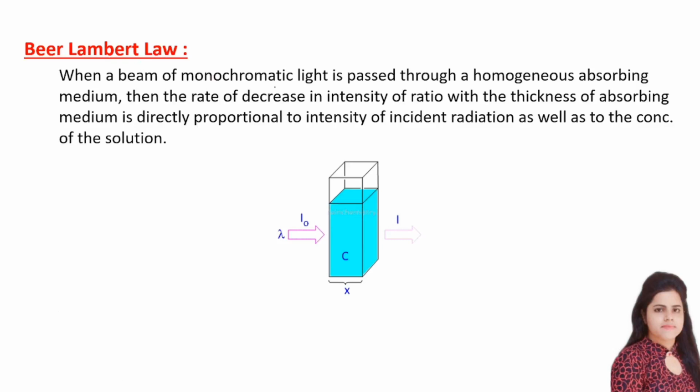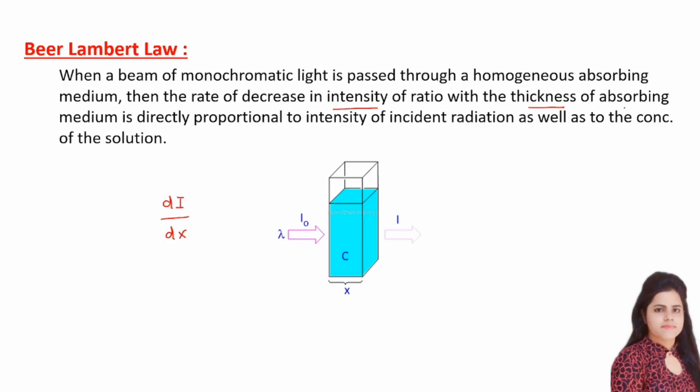This law is saying, when a beam of monochromatic light, this lambda, is passed through a homogeneous absorbing medium, which has very low concentration C and optical path length X, then the rate of decrease in intensity with the thickness. So what do we have to see? We have to see the ratio of intensity, this dI by dx. I is the intensity, x is your thickness or optical path length, and we have to see their change.